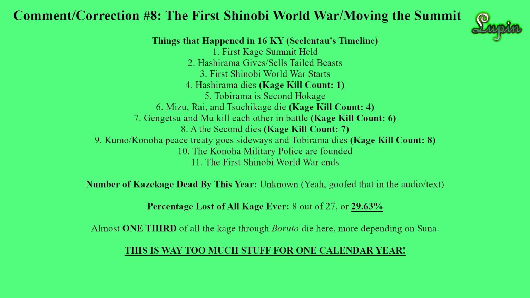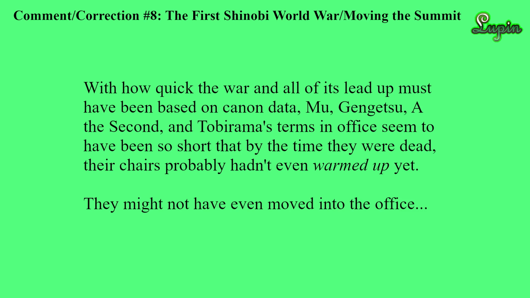Another way this result impacts the story is with regards to the second Kages. If things play out like this, it means that Tobirama, Gengetsu, Mu, and A II were all in office for less than 1 year, which is rather sad. By all accounts, poor Minato at least got to wear the hat for around a full year before he died. These guys? They'd barely have time to be more than a footnote. It was just one bad year to be a village leader.